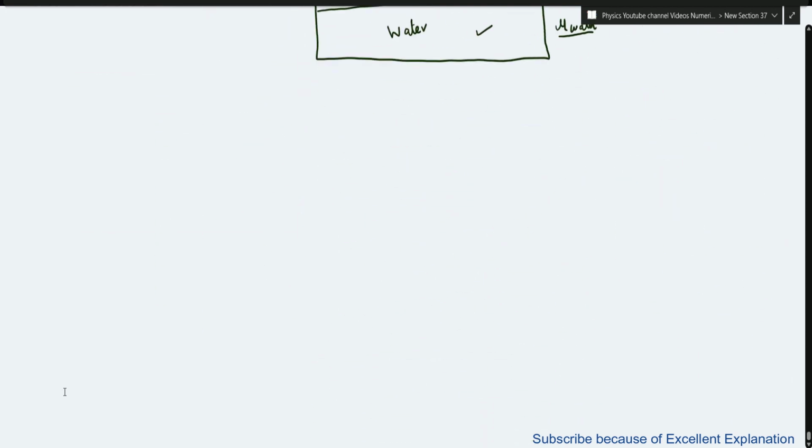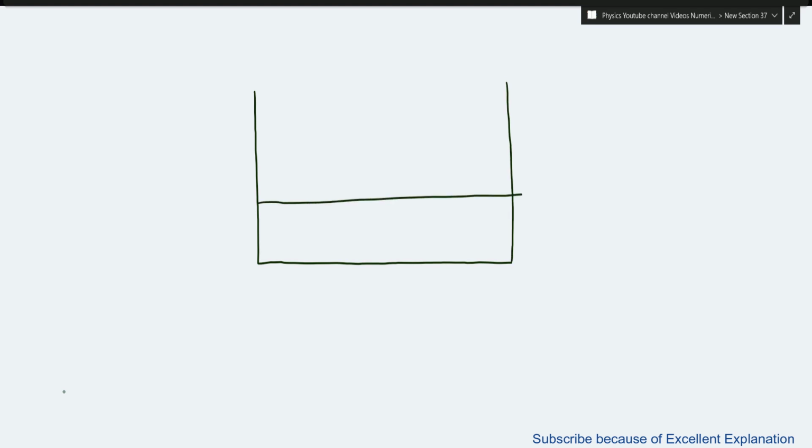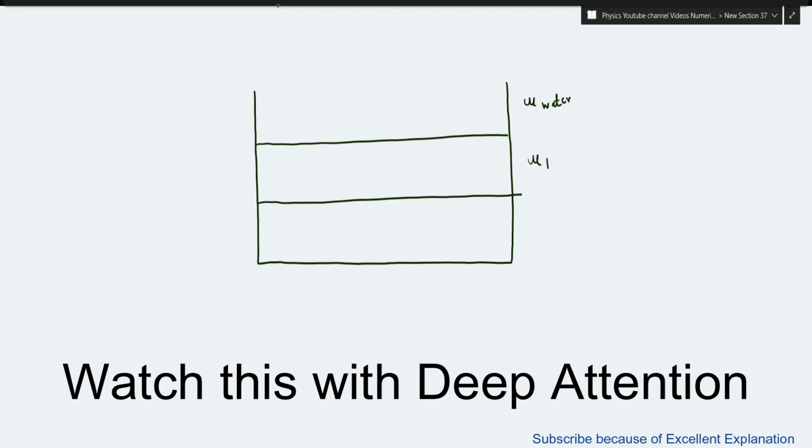Let's go back. Let me just redraw this question, and then we will use the rays. Light is always represented using a straight line, which is a ray. That is why we study ray optics or geometrical optics, right? So this is your water layer and that's your turpentine layer. Supposing a ray of light comes in. So this is mu water, and this is mu air. We are starting with air, then we have mu turpentine, and this is mu water.